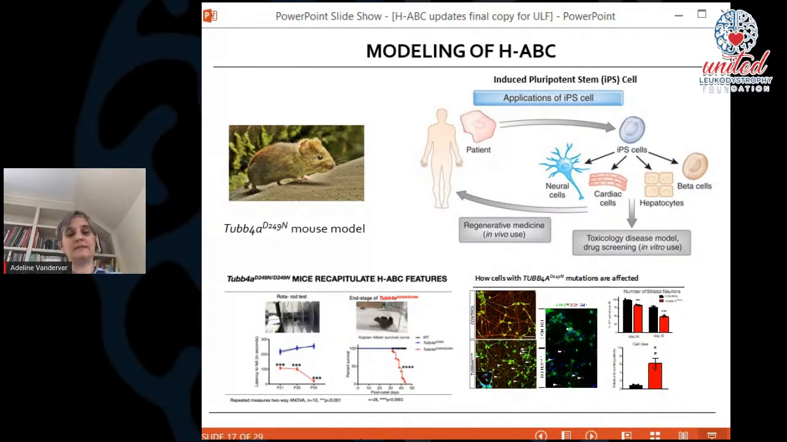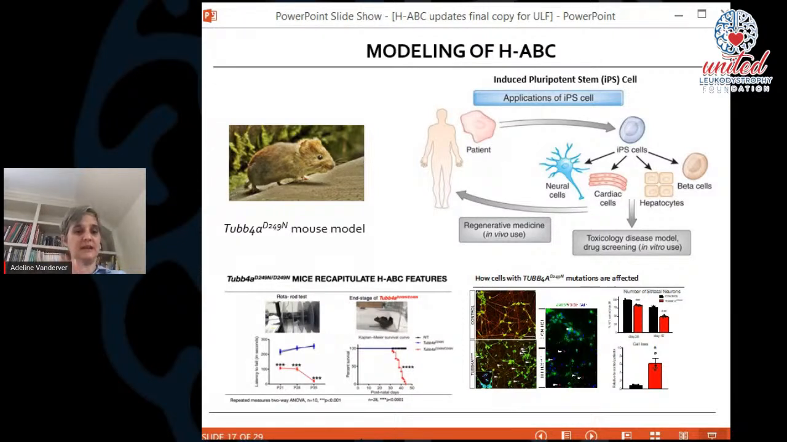So that's not nice for the mice, but it is very good from the perspective that we can then apply treatments to those mice and try to cure that mouse, and then share our understanding of what may be helpful in HABC.